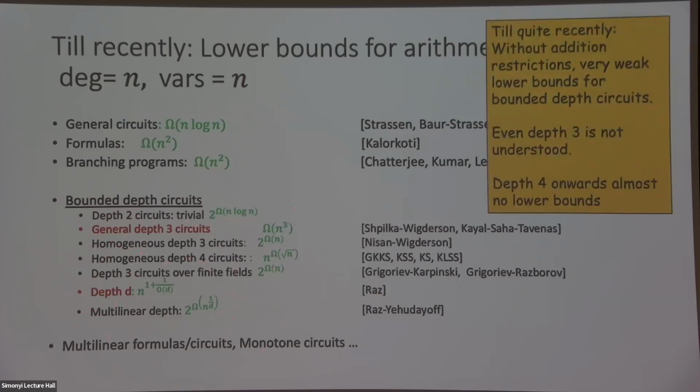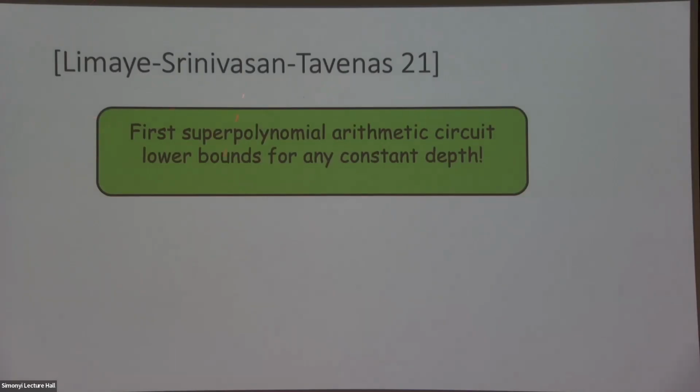I don't want to go through this list, but I want to just mention that till 3 years ago, we didn't even have strong enough lower bounds for depth 3 circuits. With further restrictions like homogeneity or multilinearity, we knew exponential lower bounds. But for depth 3 circuits, we just knew cubic lower bounds, and depth 4 onwards, we basically knew no lower bounds. And so this breakthrough from a few years ago by Nutan, Shrikant, and Sebastian gave the first super polynomial arithmetic circuit lower bounds, which work for all constant depth.